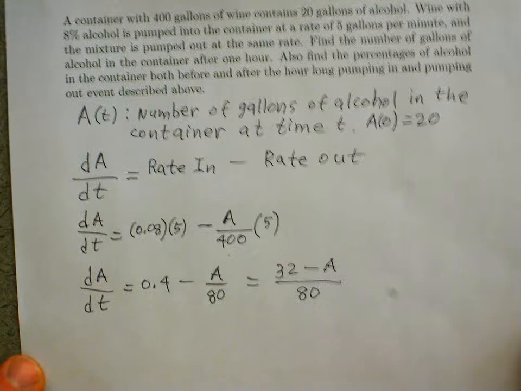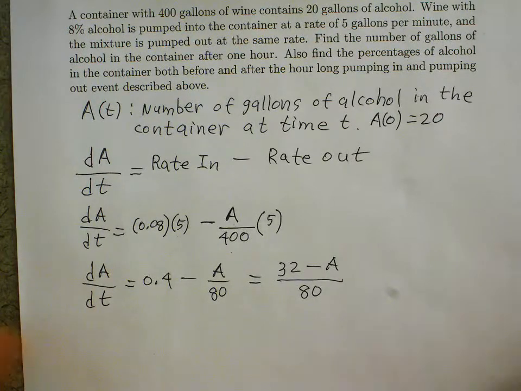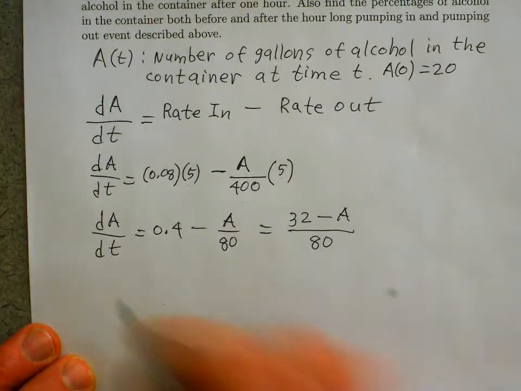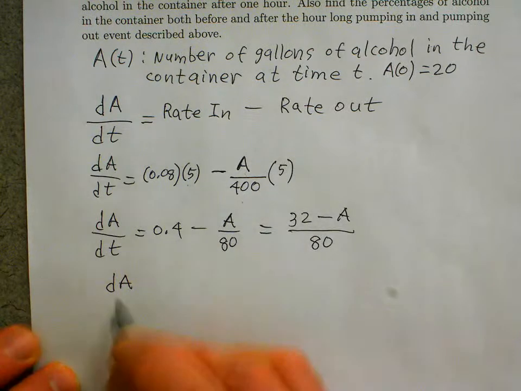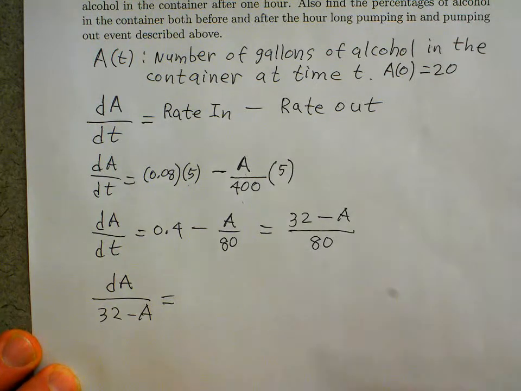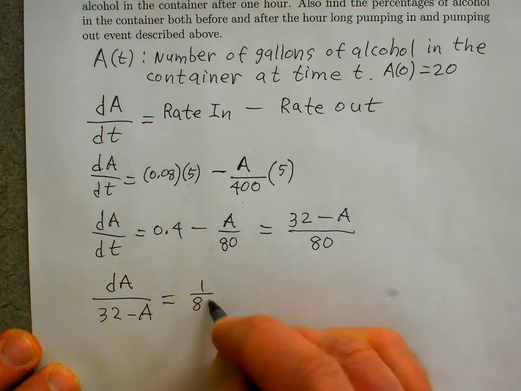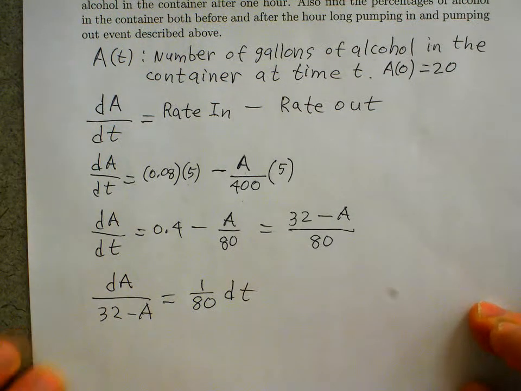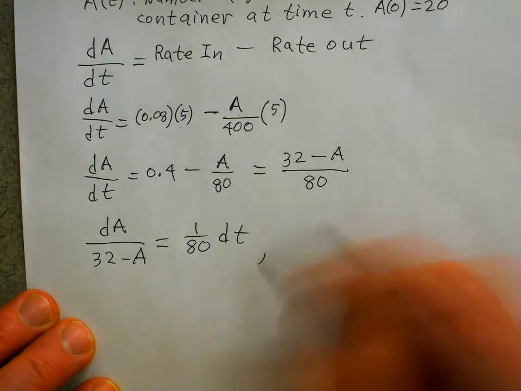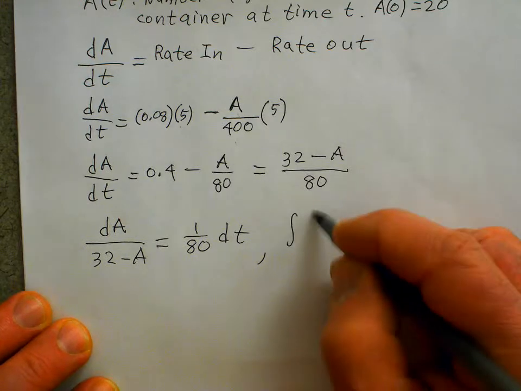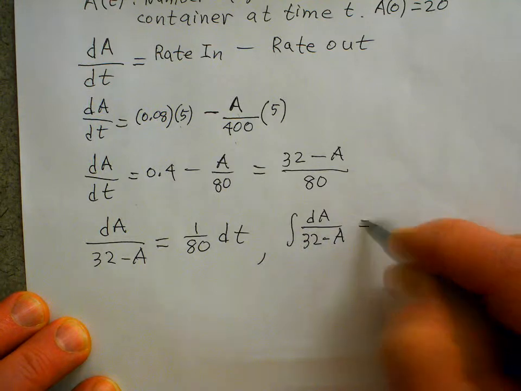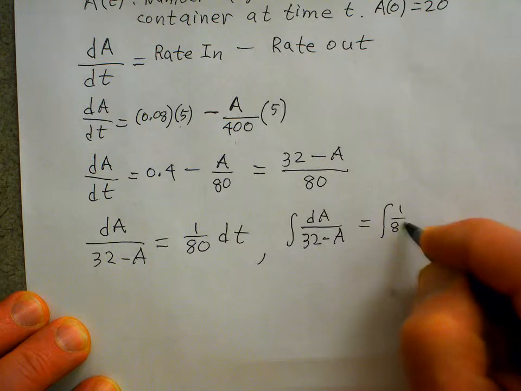Okay, and what we have is a separable differential equation. So on the left-hand side, we'll have the differential dA divided by 32 minus A. And on the right-hand side, we'll have 1/80th times dt. And then we proceed the way that we did with the other problems. The integral of dA over 32 minus A equals the integral of 1 over 80 dt.